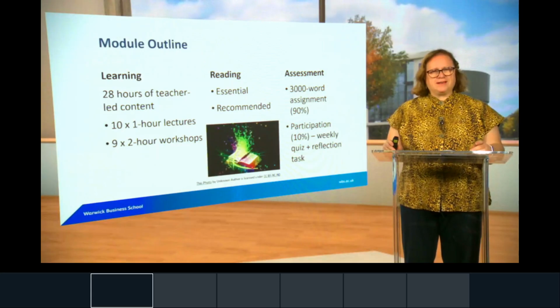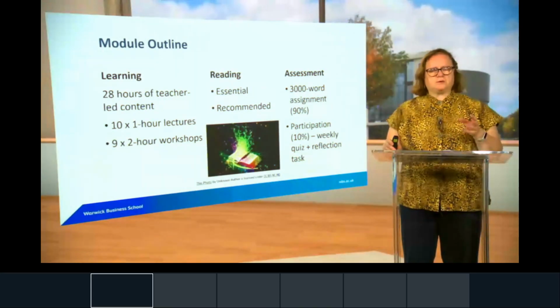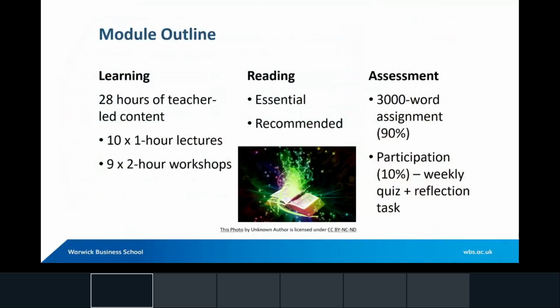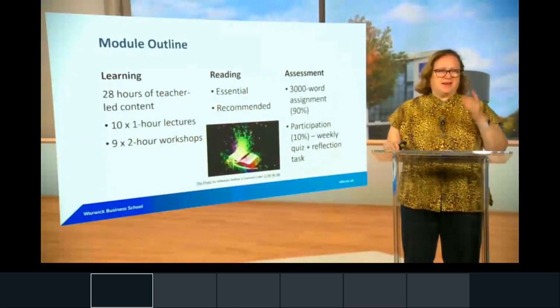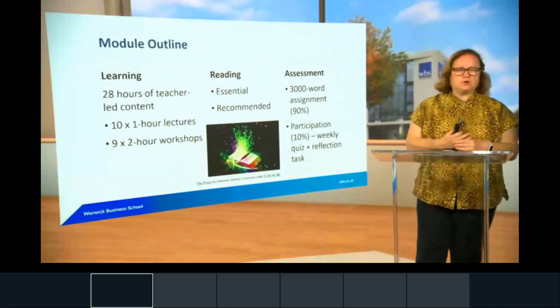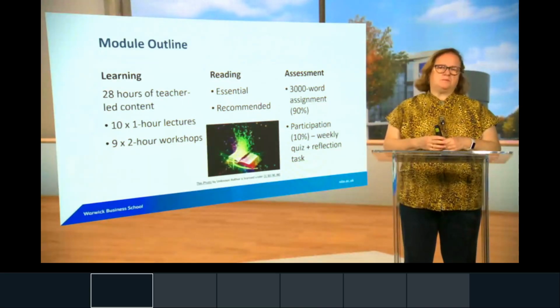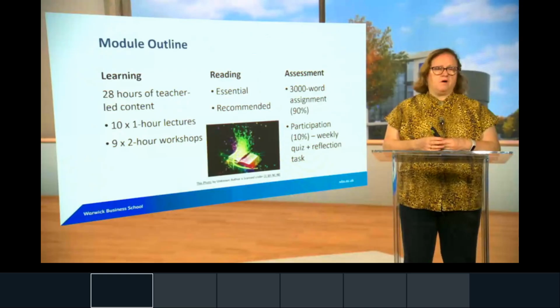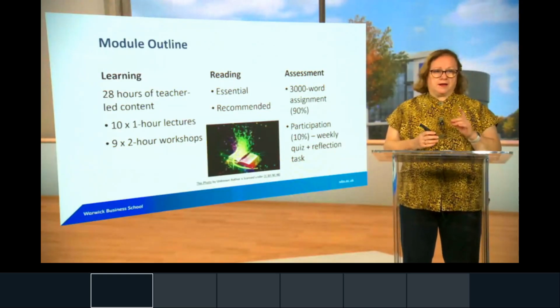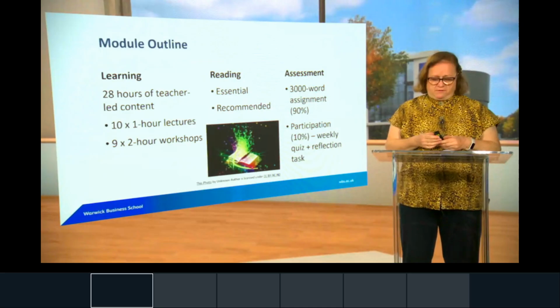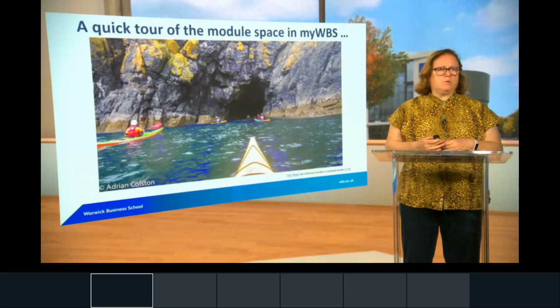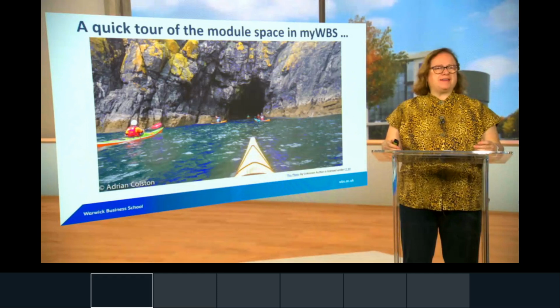Hopefully you've found the reading list on the module pages, and we differentiate between reading that we really do think you need to read, which we call the essential reading, and reading that's simply recommended and that you might find useful for improving your knowledge, but also for when it comes to your assessment. Talking about the assessment, there are two components. There's the individual component where you have to write a 3,000-word essay, more about that in a moment, and there's also participation, which counts for 10% of your module mark. And again, I'll explain the two components of that in a moment. So let's give you a little whiz round the pages on my WBS.